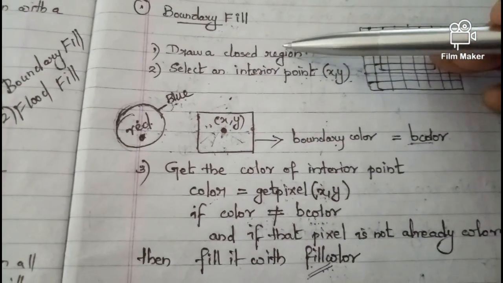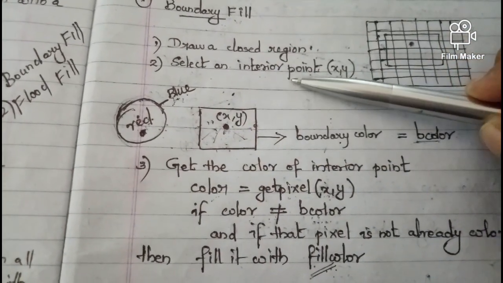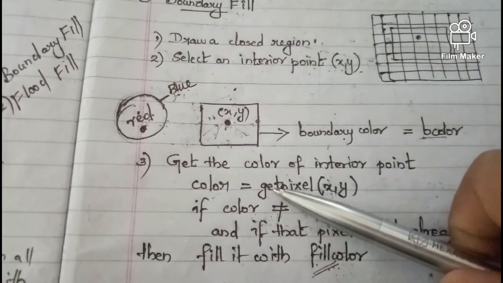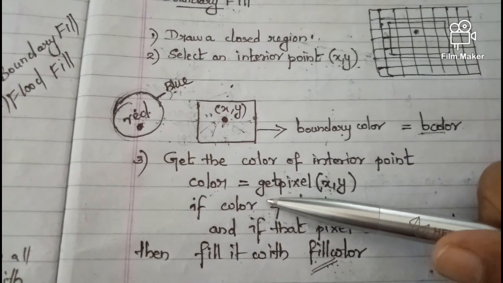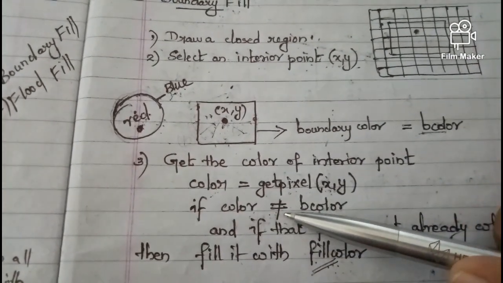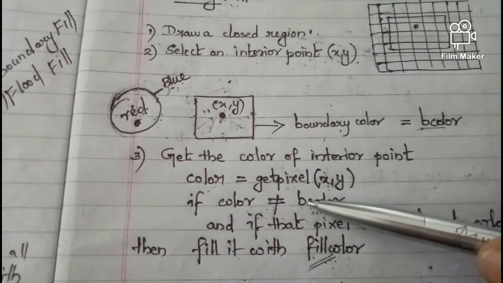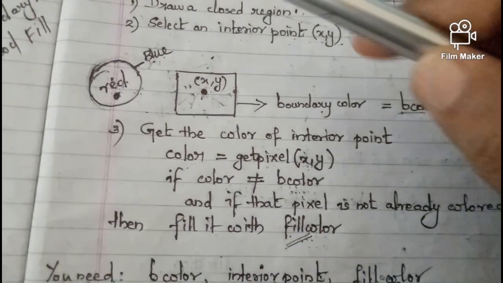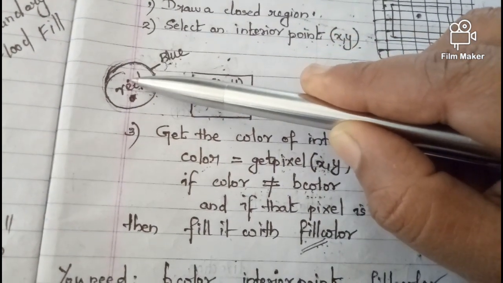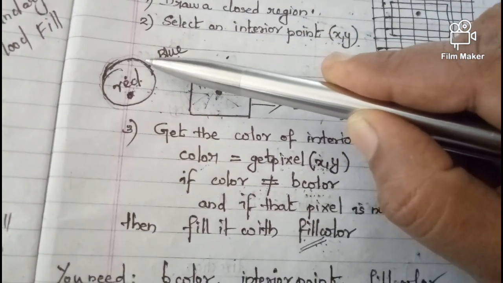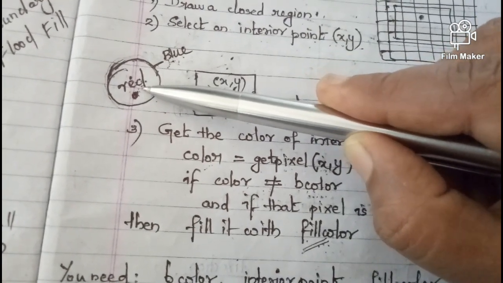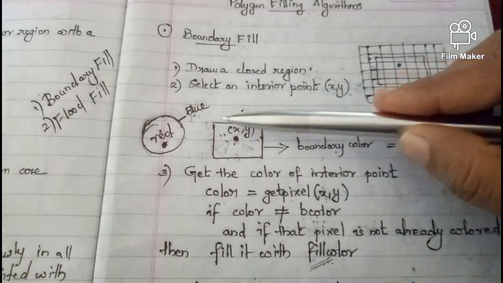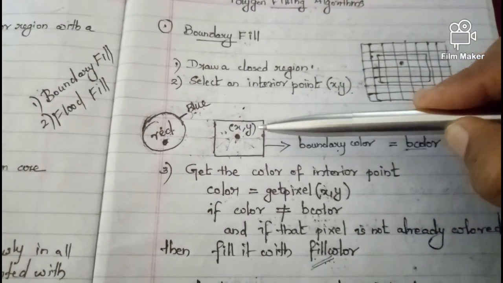First you have to draw a closed region using a boundary color, then you have to select an interior point that lies inside the region, then you have to find the color of that selected pixel, and if the color of the pixel does not match with the boundary color, only then you have to fill the pixel with the fill color. According to our example, each time you select a pixel, if the color of the pixel is not equal to blue, then the color of the pixel will be set equal to red. This is how the boundary fill algorithm works. It is a simple algorithm which is used to fill the interior regions using a color.